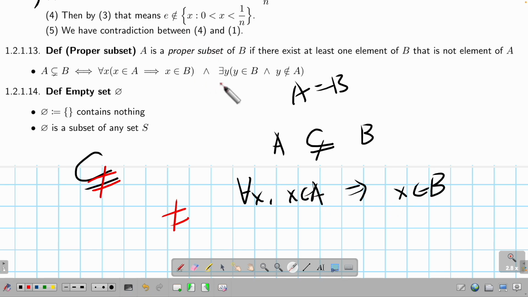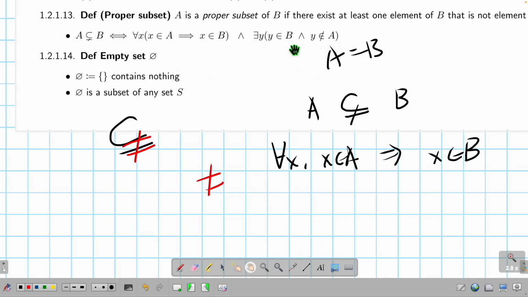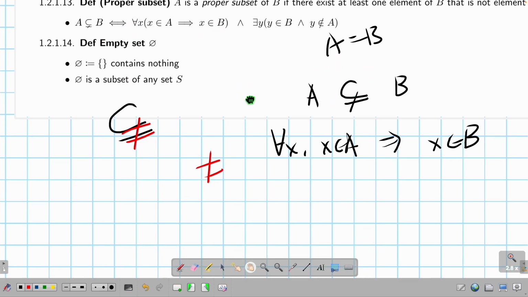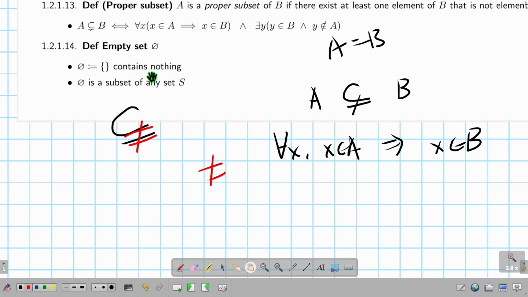But now we also have a new thing. There exists something that is in B but not in A. This is the new thing. Without this, only this part, we don't have the red thing. We have the subset symbol. And for subset, there is the trivial subset that is called the nothing set or empty set. These 2 are important. They are the same thing.